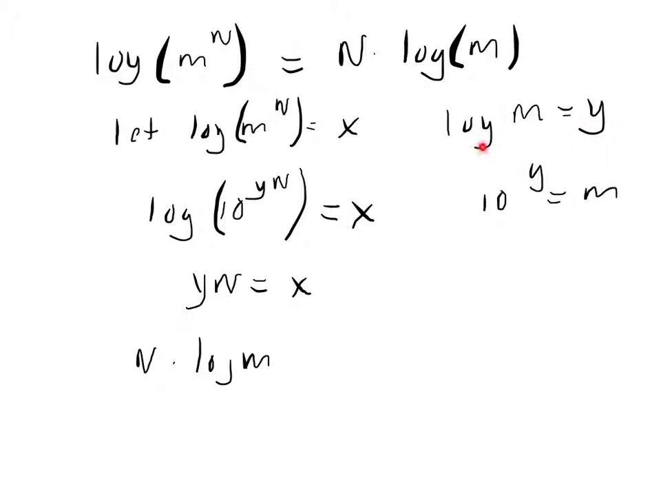Y is log of m to the n, which is n times log of m, equals x. And x, again from up above, we defined to be log of m to the n. So I've shown then that log of m to the n equals n times log m. Again, I'm not going to hold you responsible for these proofs.